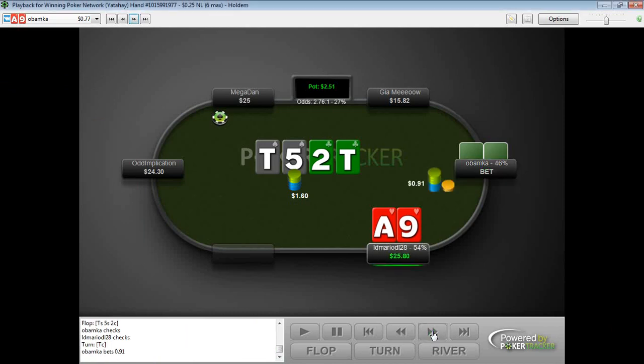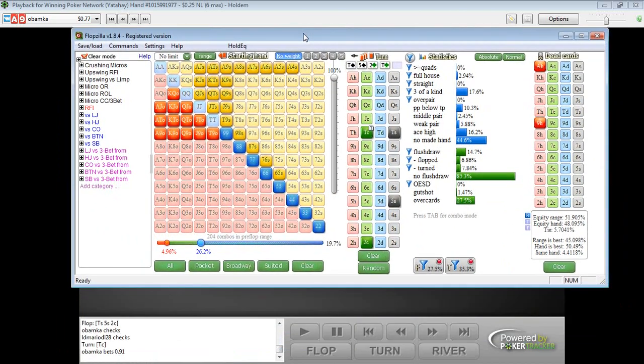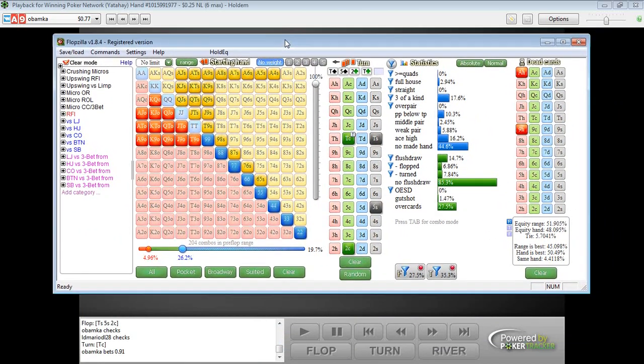So now he bets into me, a little bit over half pot. So I have 27% equity here. I think what I really want to do now is narrow down his range and see what my equity would be, because I don't want to just go off of his full range now. I want to look at what kind of hands he'd be betting with here, because I think it would be a lot lower than 48% at this point.